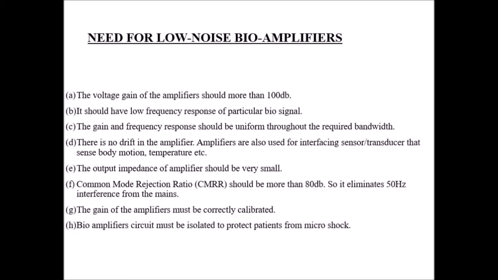The output impedance of the amplifier should be very small. Then the common mode ratio should not be less than 80 dB, in order to eliminate the power frequency interference of 50 Hertz. That is very, very important. If it is less than 80 dB, then this power line interference, that is 50 Hertz, may create some interference in the output signal. That is why it should be more than 80 dB.